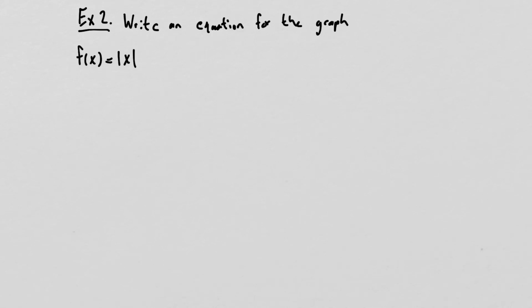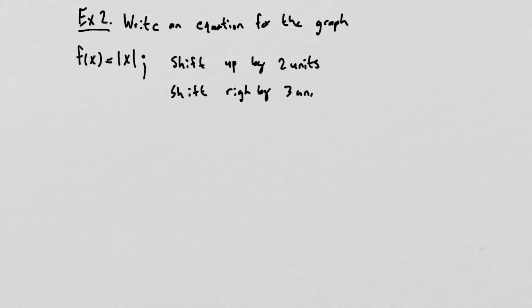Let's go ahead and write an equation for the following graph. So I'll just write this out. This is the graph that we're working with, but we want to transform this in 2 ways. Number 1, we're going to shift up by 2 units, and then we're also going to shift to the right by 3 units. So we can again do what we did in the last problem and just apply our transformations step by step.